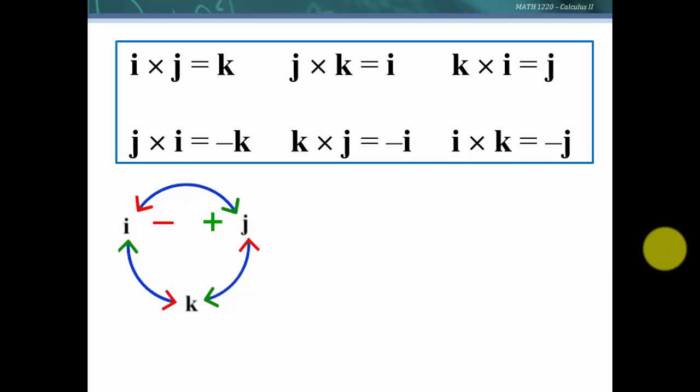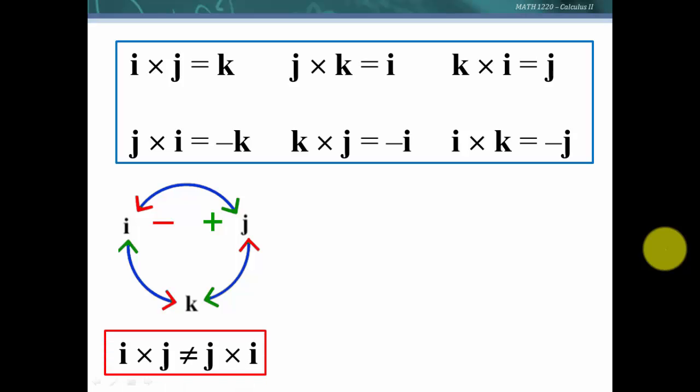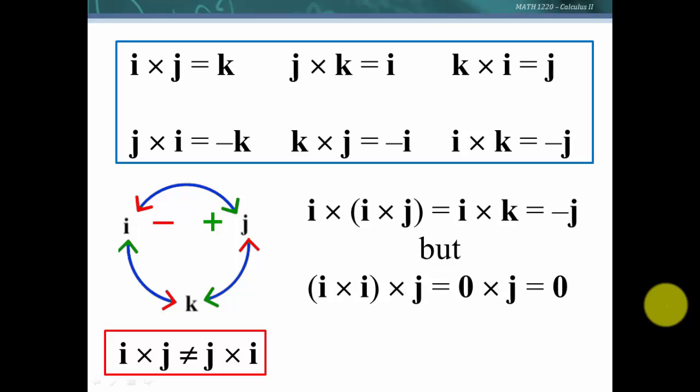Now, a couple other interesting things and things to watch out for. We know that the cross product is not commutative because when we turn those around, it's the negative of that. But another property that we often take for granted that does not apply to the cross product would be what if we tried associativity. So if we had i cross j, if we did i cross j first, that would be k, and i cross k, that is negative j.